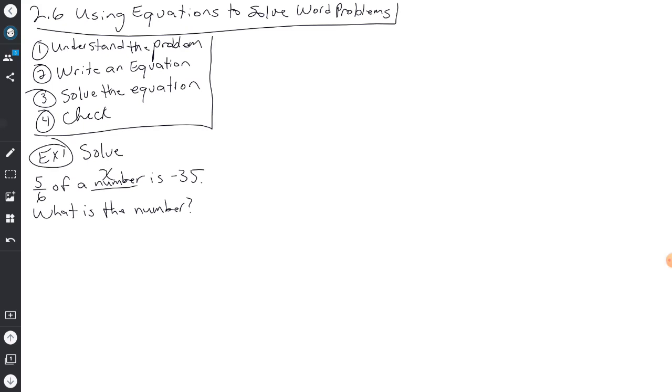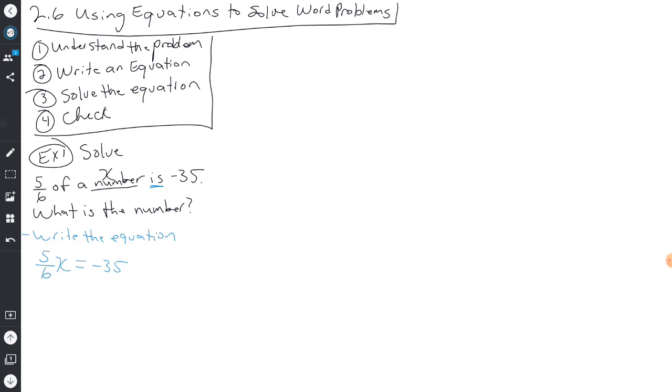Right. So how would we start out by writing the equation? Okay, great. 5/6 x is equal to, because this is representing equal, negative 35. And then we solve it from there.